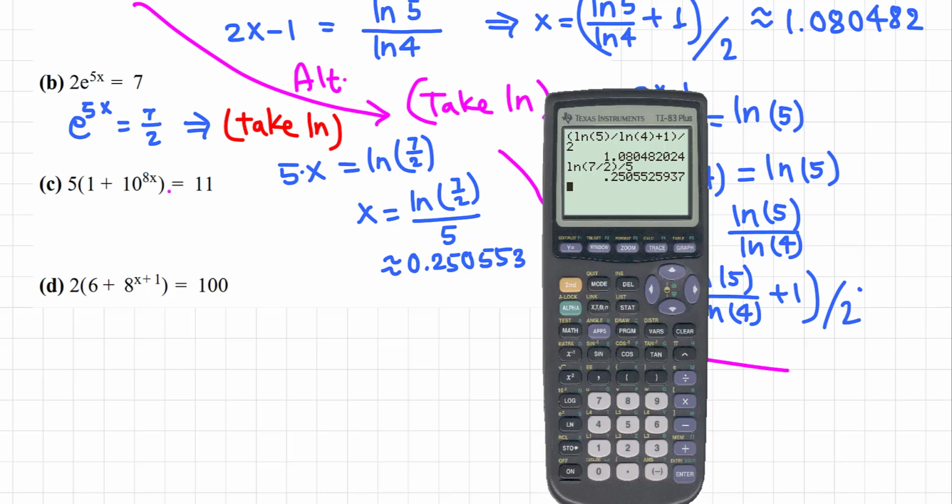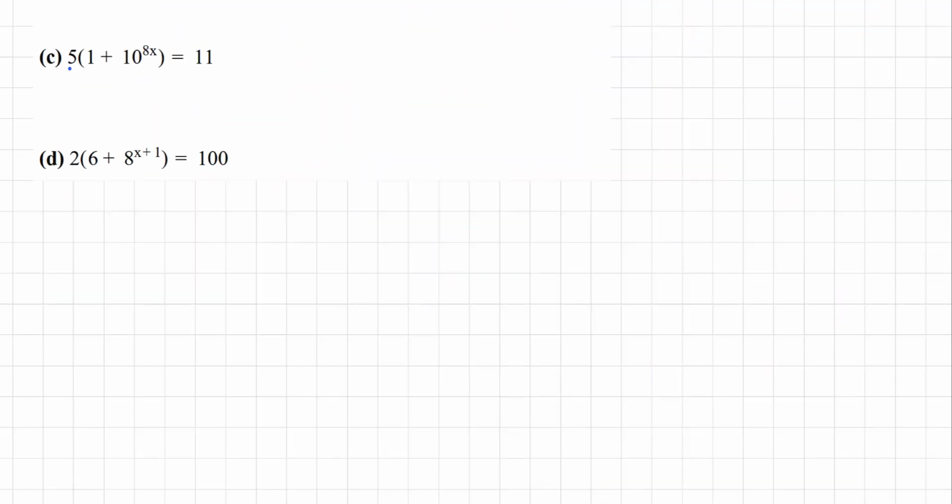Let me erase this to make room for parts C and D. In part C, we got 5 times the quantity equals 11. So this is 5 times everything. Here x is in the exponent, so divide by 5. So we get 1 plus 10 raised to 8x equals 11 over 5.